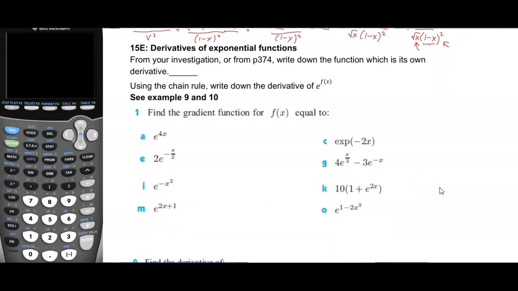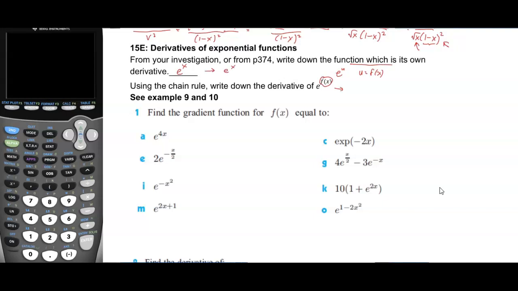15e, derivatives of exponential functions. From your investigation, write down the function which is its own derivative. That would be e to the x. Using the chain rule, write down the derivative of e to the f of x. So e to the f of x is a function inside of the function, right? In the function e to the u, what if u is a completely different function? Then when we take the derivative, we would remember this function is its own derivative. So the derivative of e to the x is e to the x.